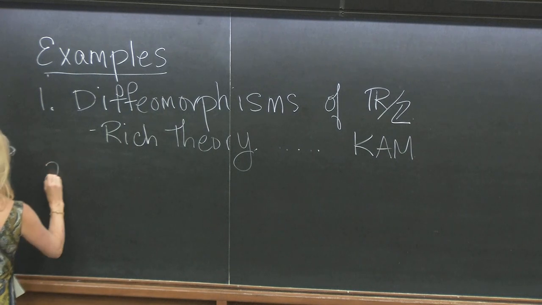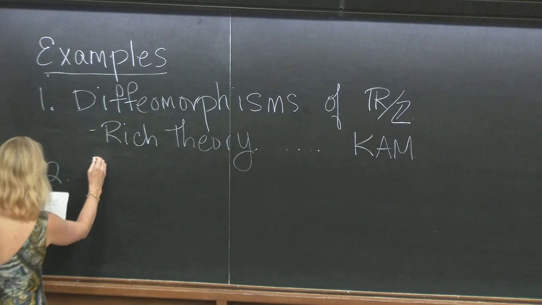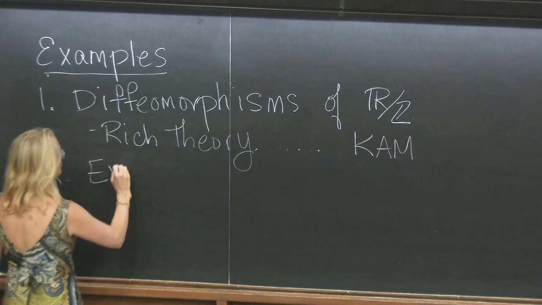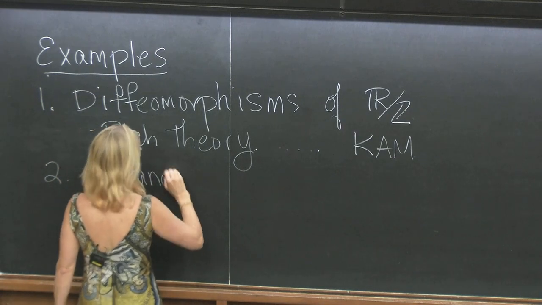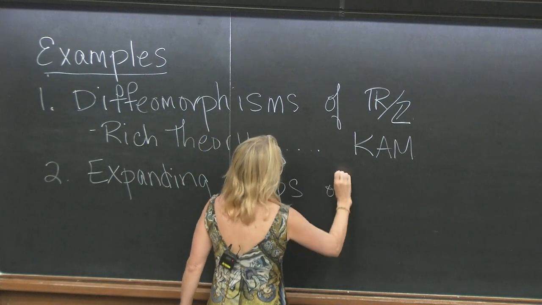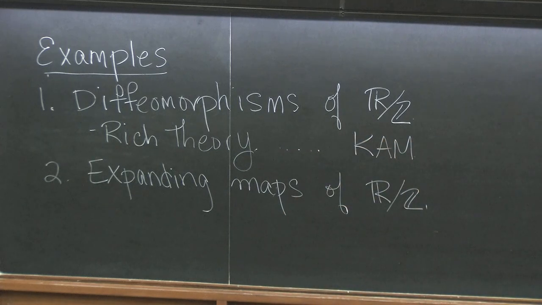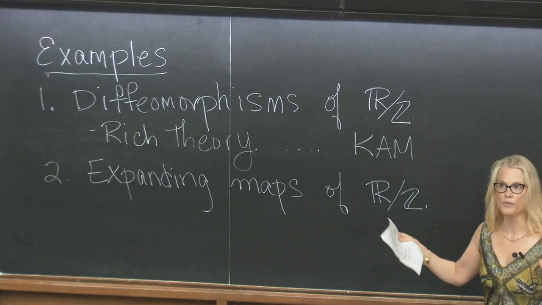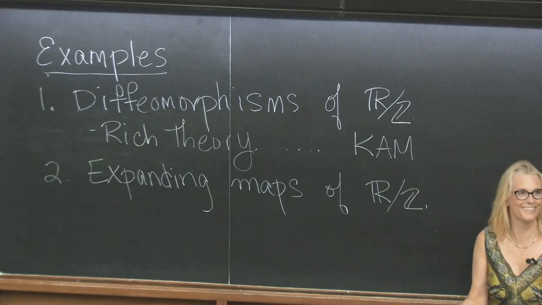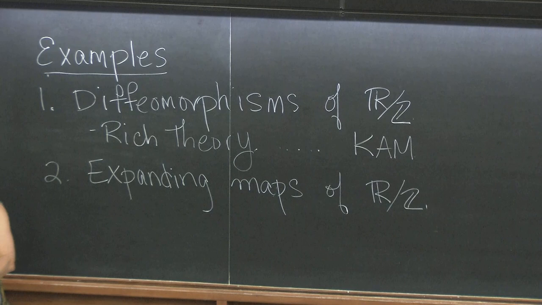Okay. The second class of examples, which I will discuss today, and these are well understood, are expanding maps, and in particular, expanding maps of the circle. You can look at expanding maps of other manifolds. It's not a huge class of systems because most manifolds do not admit self-covering maps. So these are maps that are not diffeomorphisms, but whose derivative is sufficiently large everywhere.